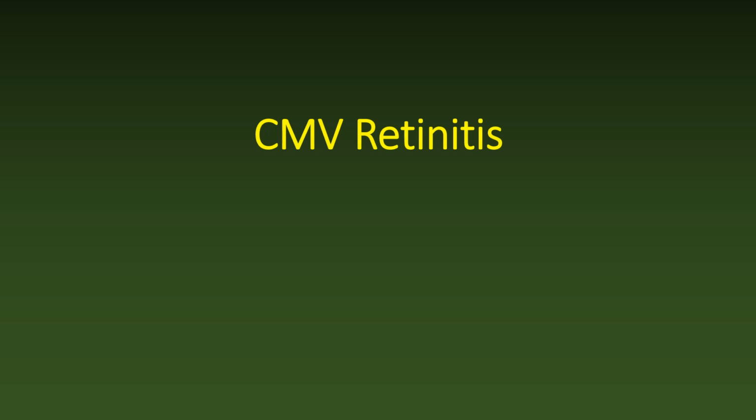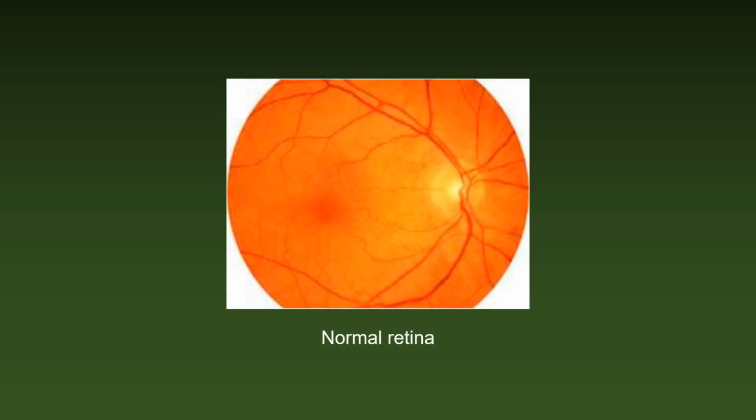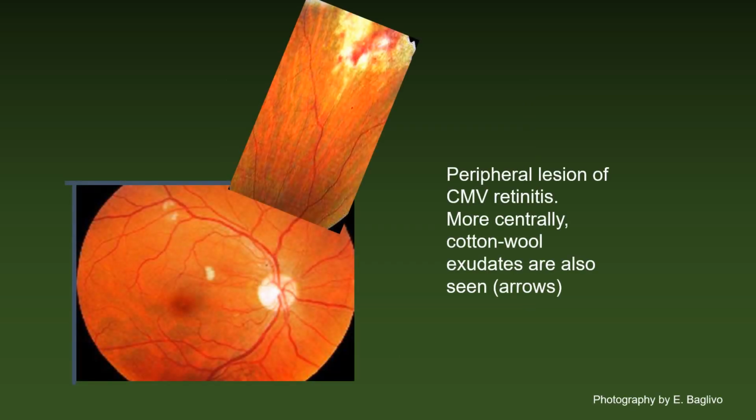CMV retinitis. Here, for comparison, an image of a normal retina with the optic disc and the fovea. In this composite image, we have a peripheral lesion of CMV retinitis and, more centrally, harmless cotton wool exudates.